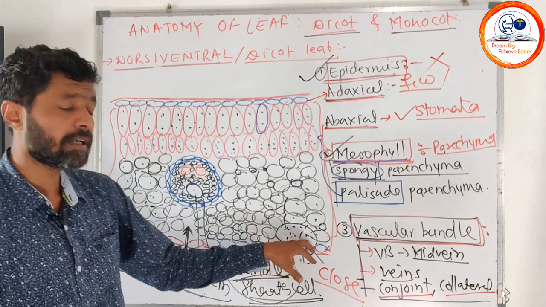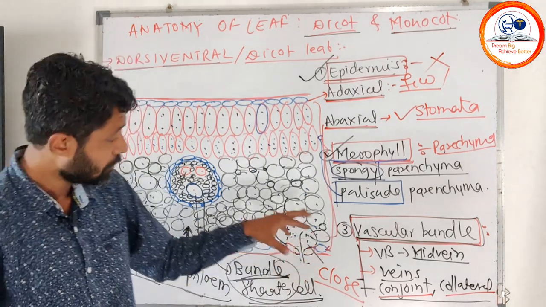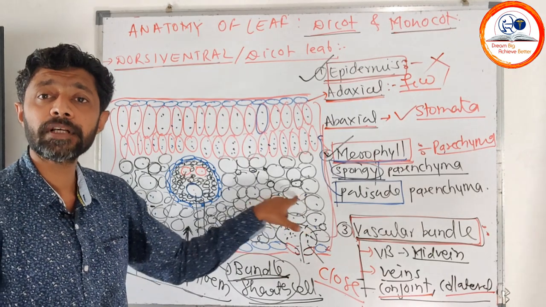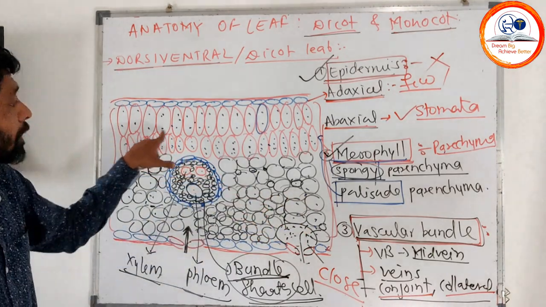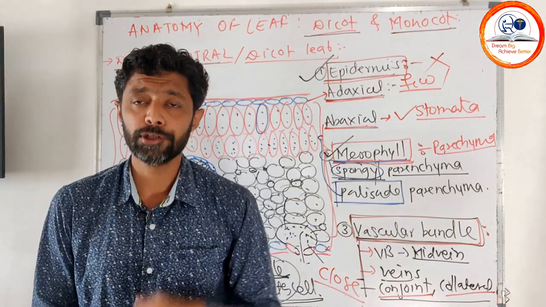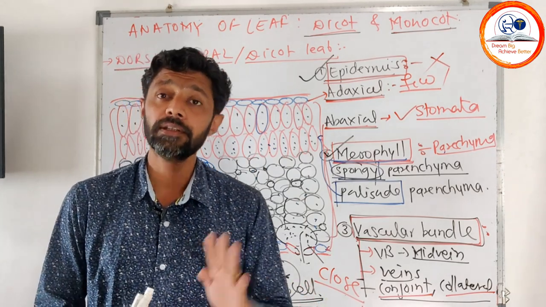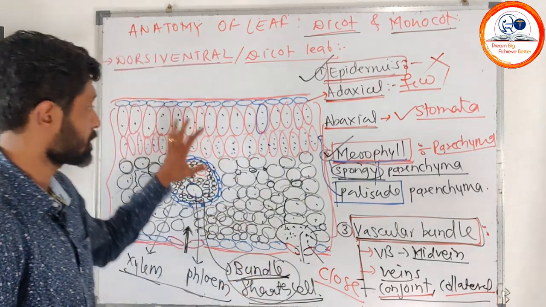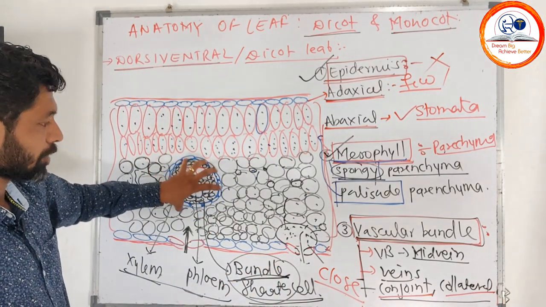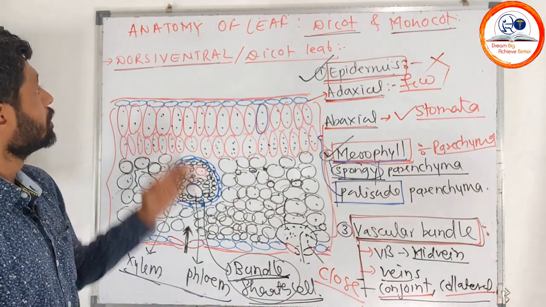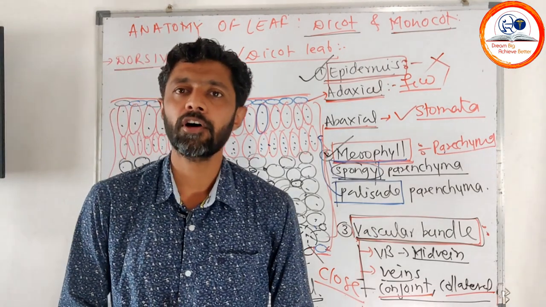Toward the lower epidermis there is a substomatal space which has been left behind by loosely placed parenchyma cells, and the palisade cells which are present toward the upper epidermis are compactly placed. There is no intercellular space between them, and here your vascular bundle is there. So this is a dorsiventral or dicot leaf.